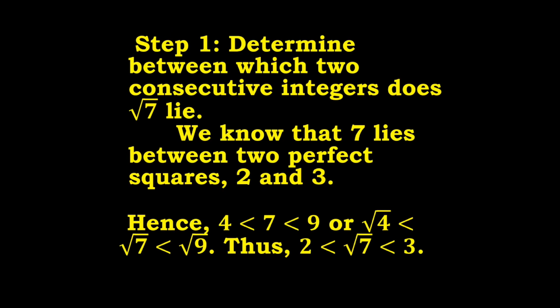Let's have step number 1. Determine between which two consecutive integers the square root of 7 lies. We know that 7 lies between two perfect squares, 4 and 9. Hence, 4 is less than 7 and 7 is less than 9. Or the square root of 4 is less than the square root of 7, and the square root of 7 is less than the square root of 9. Thus, 2 is less than the square root of 7 and the square root of 7 is less than 3.